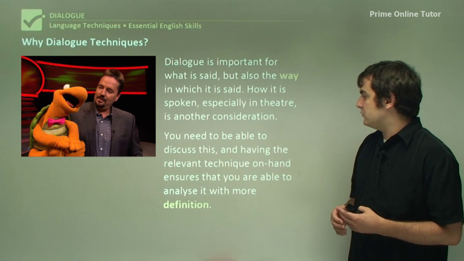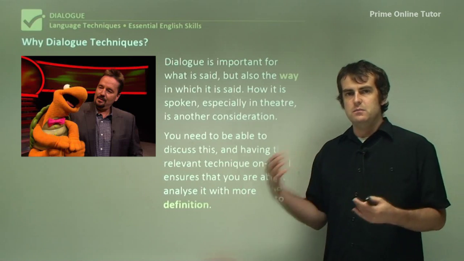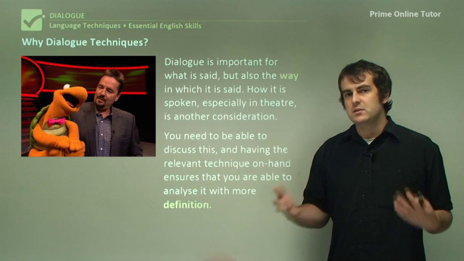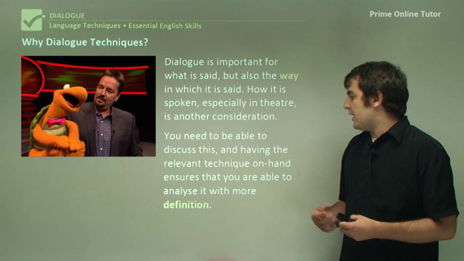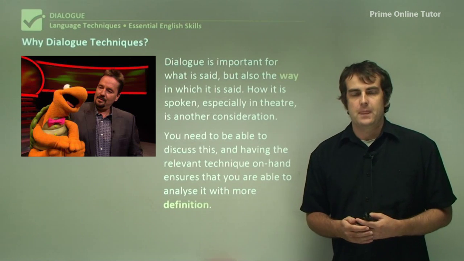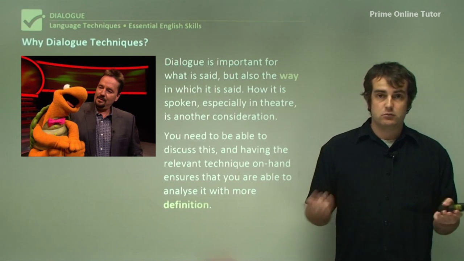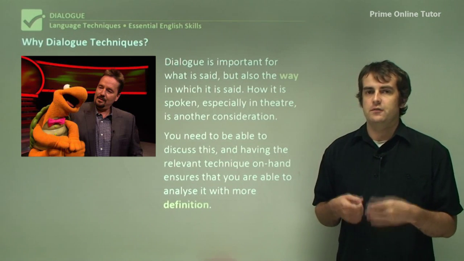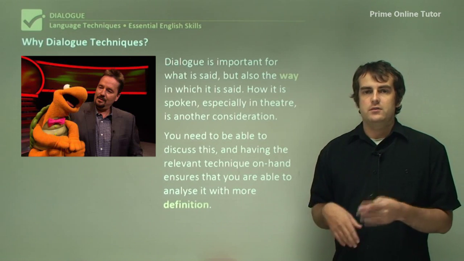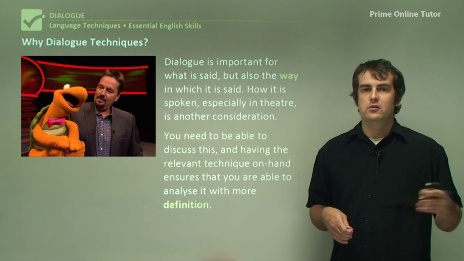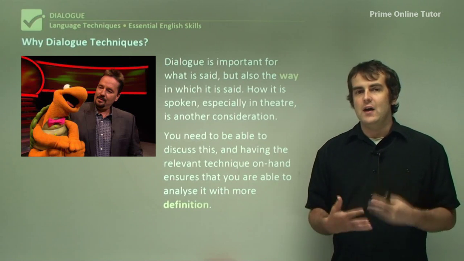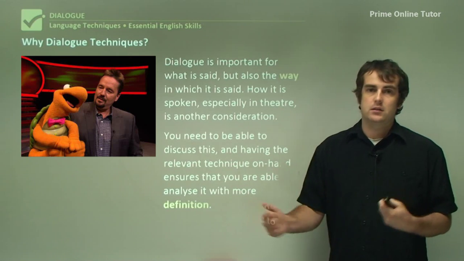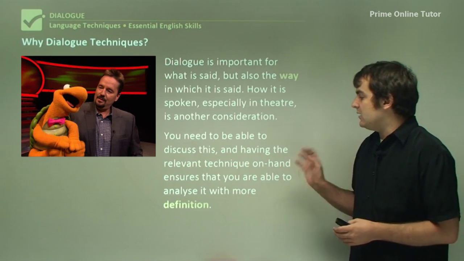You need to also be able to discuss this and have the relevant technique. Now, the main simple reason for this to be required is because you want to be very specific, so that you're able to analyze it with more definition. Now, what I mean by that is essentially, we'll go back to the example of soliloquy. If you don't know the exact word for it, and you say, oh, he goes up on the stage and he talks and no one else can hear him, it's a lot more vague, and it doesn't really get to the point quite as quickly as if you just refer to it as soliloquy, because your marker will immediately know that that's exactly what you're talking about, and you don't need to explain it to them.